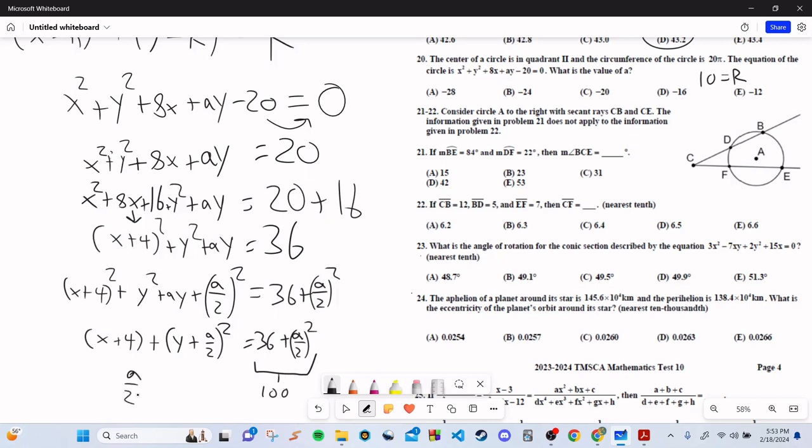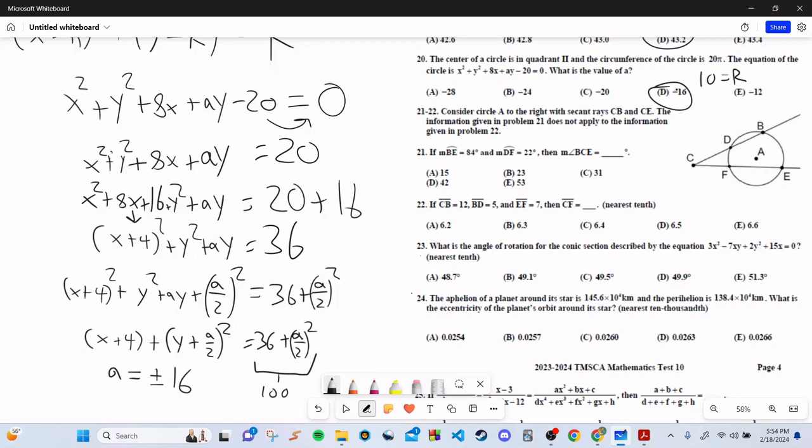So that means that a over 2 squared equals 64. Therefore, a over 2 equals 8. Therefore, a is supposed to be, it's supposed to be a over 2 equals plus or minus 8. My bad. Meaning that a is equal to plus or minus 16. All right. So the only answer choice that conforms to one of these values is D. So that's our answer.